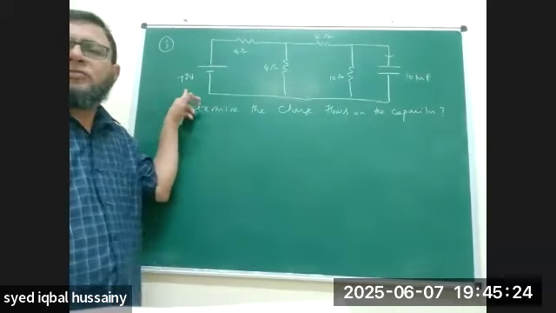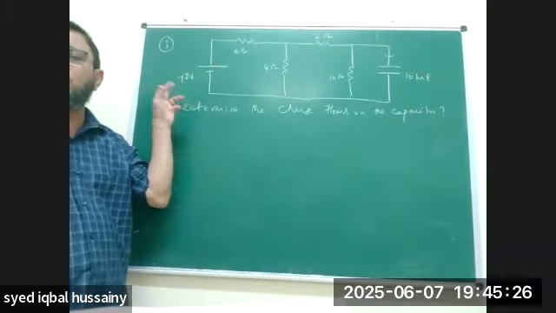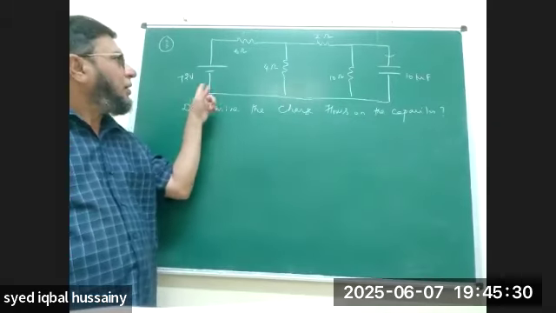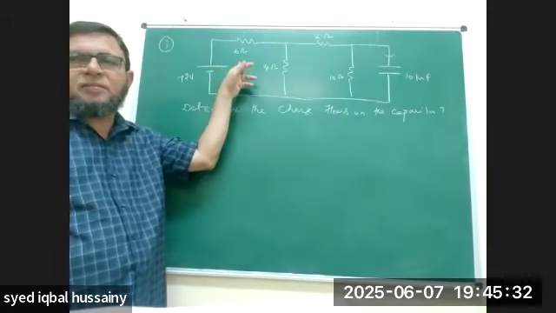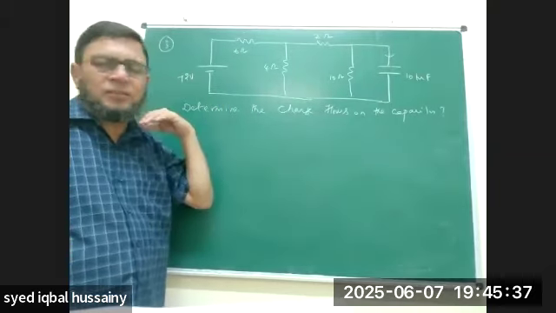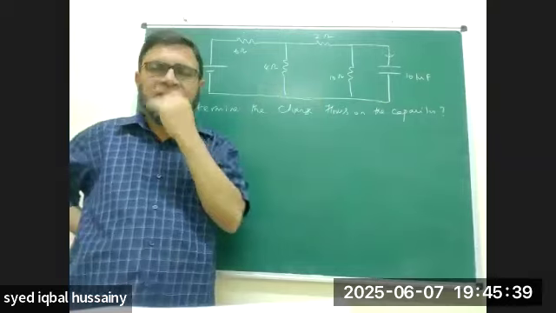So the first part, what is given? A 72-volt battery is connected. Then a 6 ohm resistance is given here, and here a 4 ohm resistance is connected. And then a 2 ohm resistance is given. Here a 10 ohm resistance is there.